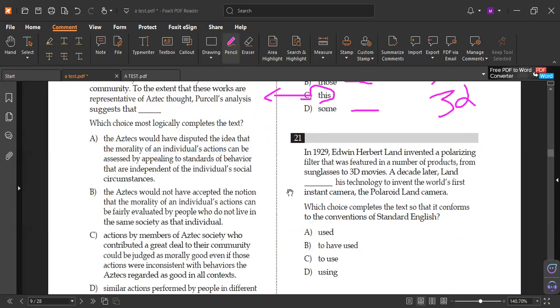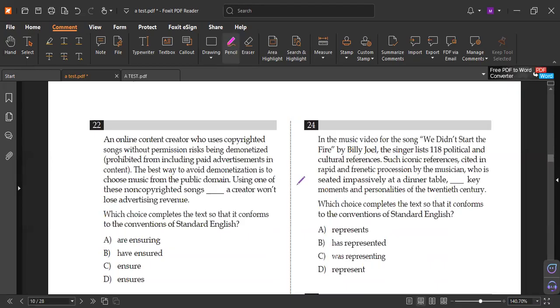I'm looking here. I see numbers 24 and 25. Right. Now let me tell you about the structure. Number one, look at the answers. You will find the verbs. So you are looking for the subject and the object.